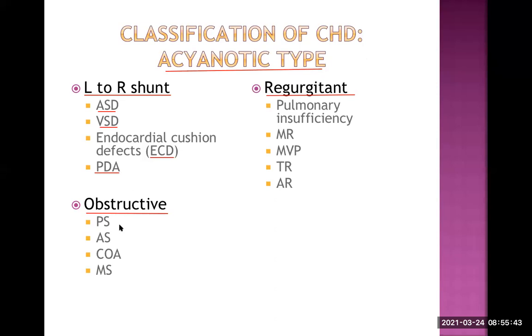Now, see here, obstructive ones are PS, pulmonary stenosis, aortic stenosis, COA, coarctation of the aorta, and mitral stenosis. If pulmonary stenosis is very tight, it can lead to cyanotic heart disease. PS is an important part of tetralogy of Fallot. Okay, we'll talk about that later. Regurgitant lesions are pulmonary regurgitation or insufficiency, mitral regurgitation or mitral insufficiency, mitral valve prolapse, tricuspid regurgitation, and aortic regurgitation. Any of them may be there from the time of birth, but left to right shunts are much more common than others.